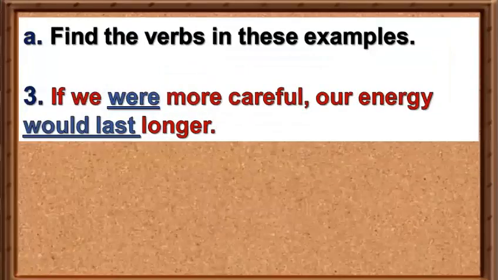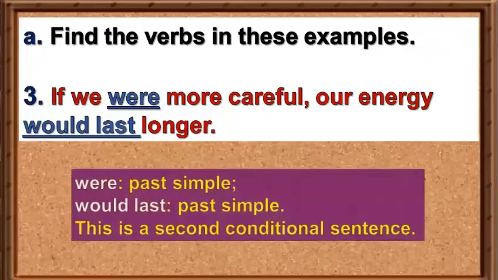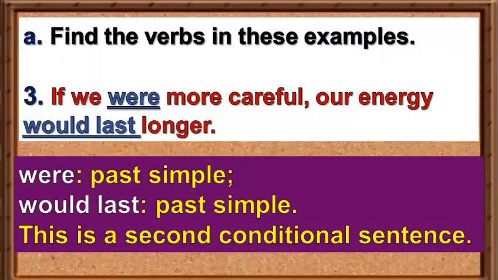Sentence number 3. If we were more careful, our energy would last longer. Where? Of course, it's not present. It's not future, it's a past simple. So using past simple is in if conditional 2 or the second conditional. We use past simple and would last.